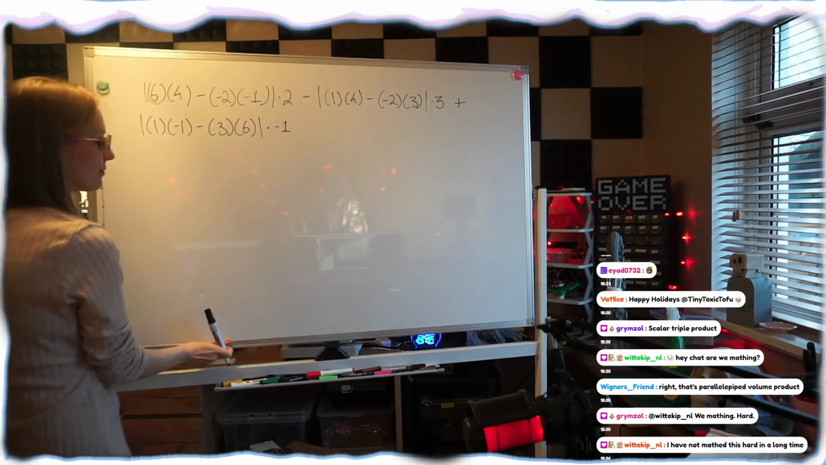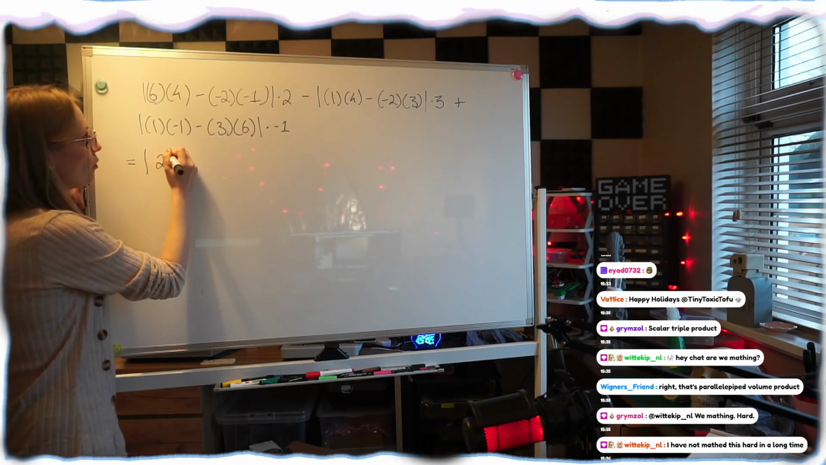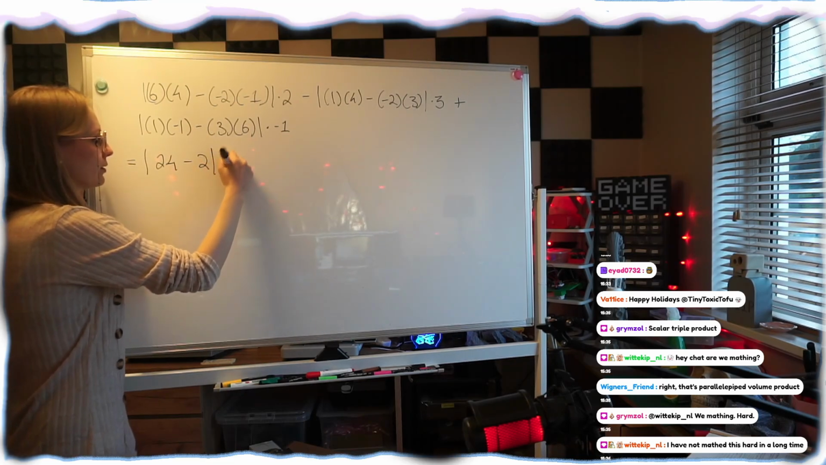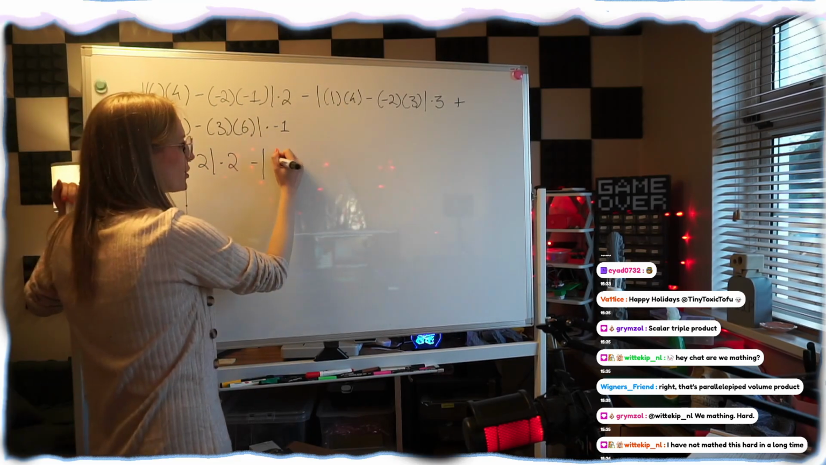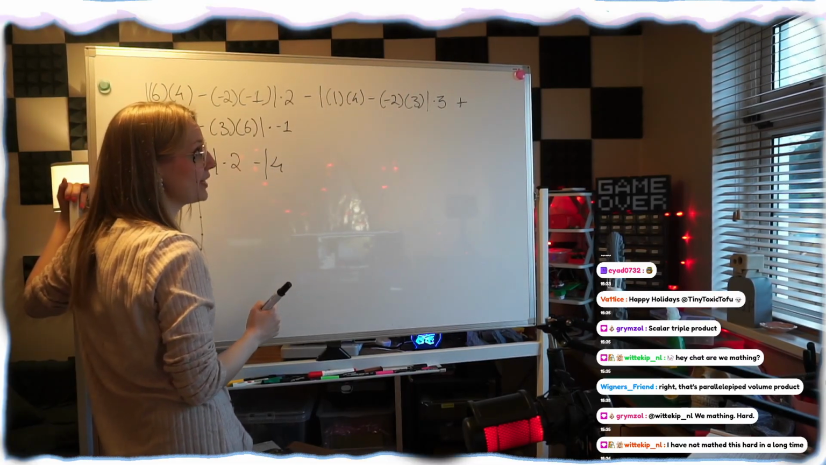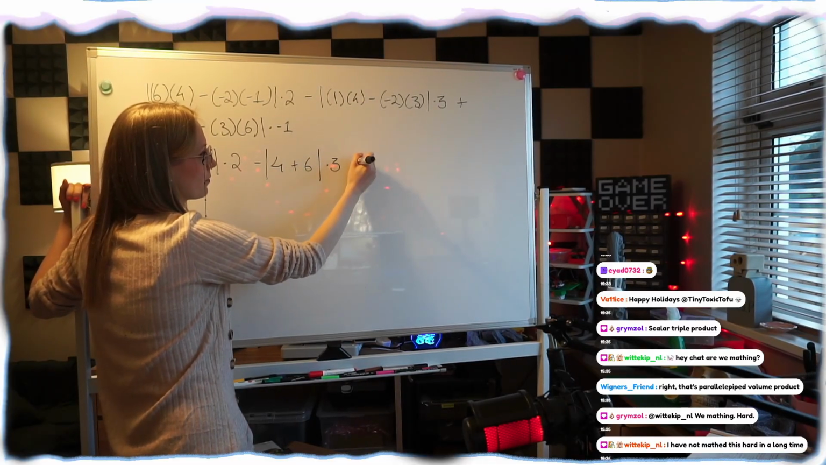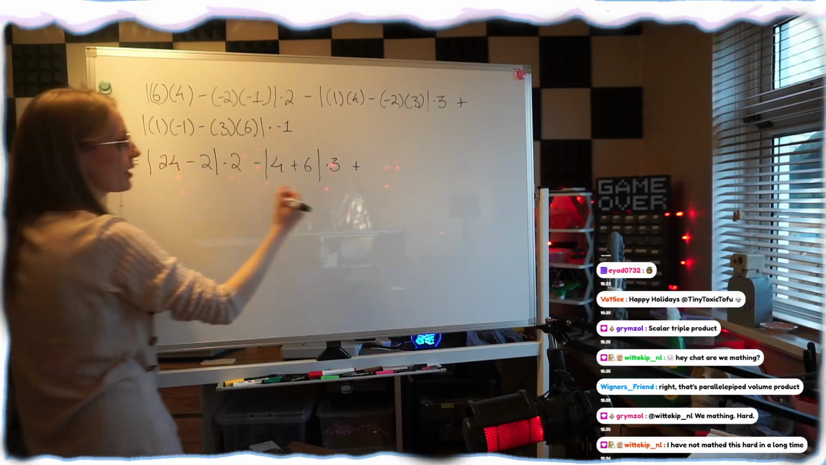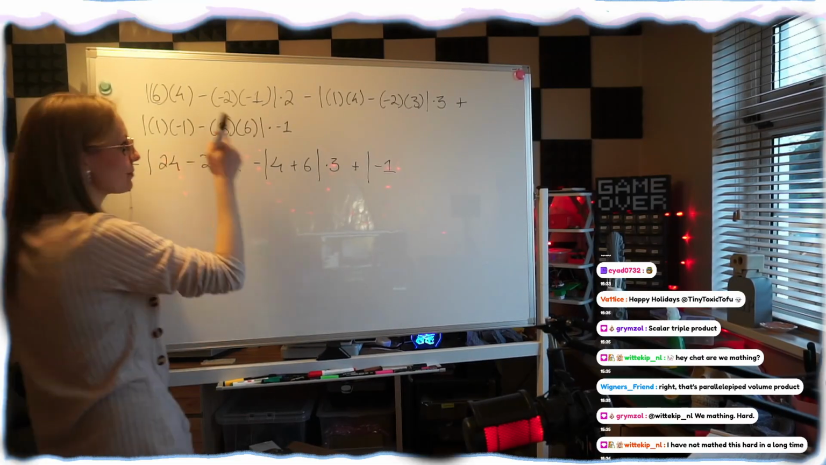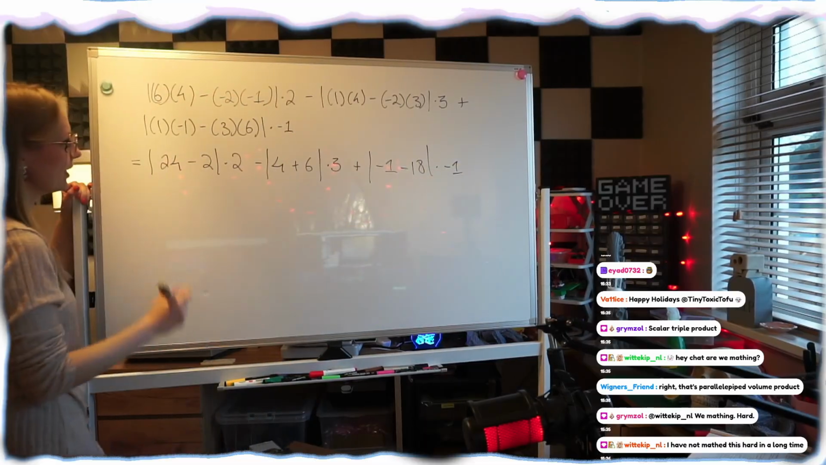And here we go. Let's slowly do the maths out. 6 times 4 is 24. Minus 2 minus 1 is 2 with a minus 2. 1 times 4 is 4. Minus 2 times 3 is minus 6 with another minus, plus 6. And we have 1 times minus 1, which is minus 1. 3 times 6 is 18 with a minus 18. All times minus 1.